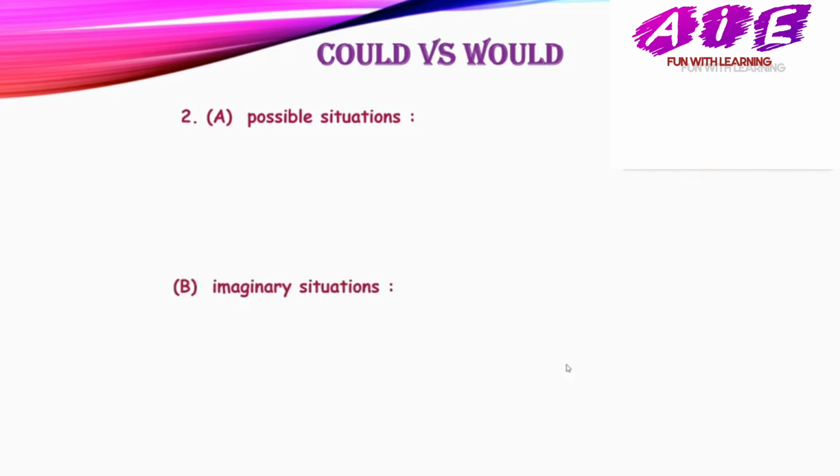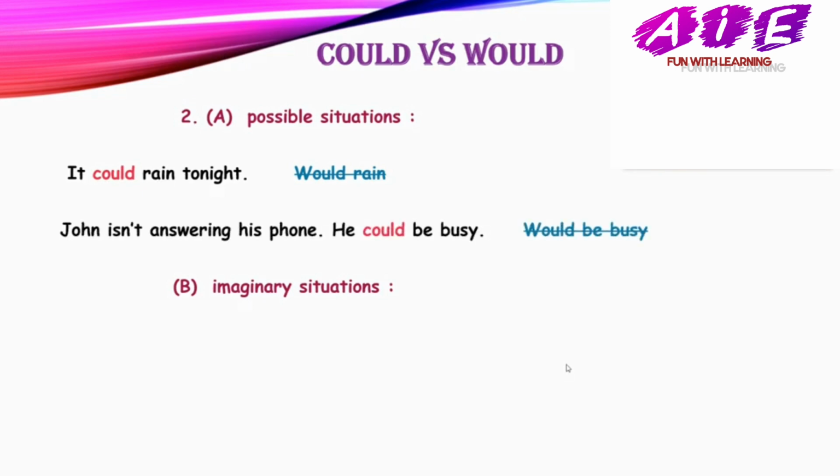Now, the second difference relates to talking about possible situations and imaginary situations. Let us see an example. It could rain tonight. So I look at the sky and I see clouds, and I make a prediction about the future. Here's another sentence. John isn't answering his phone. He could be busy. So that is, I'm saying that it's possible that he is busy.